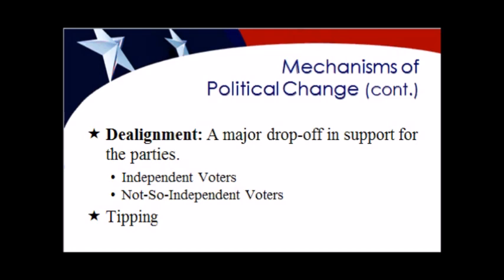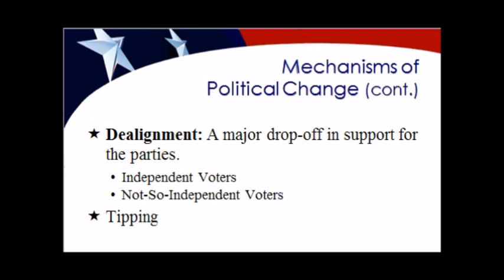De-alignment. Some people argue that realignment has been replaced by de-alignment, which is a major drop-off of support from the parties. Independent voters. The number of independent voters has grown steadily since the 1930s. Split ticket voting is more common now than ever before. However, most independent voters still typically prefer one or the other political party. People typically vote for a Republican or a Democrat, even if they are not aligned with that political party. The number of true independents is right around 10% of the voters.